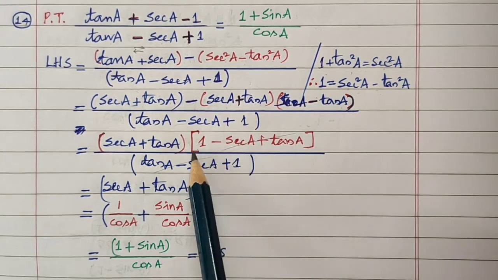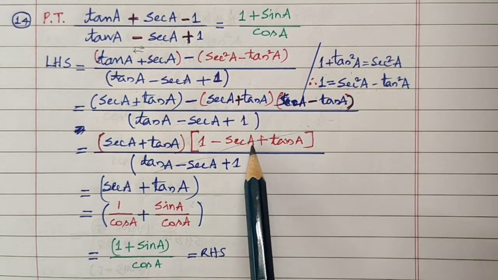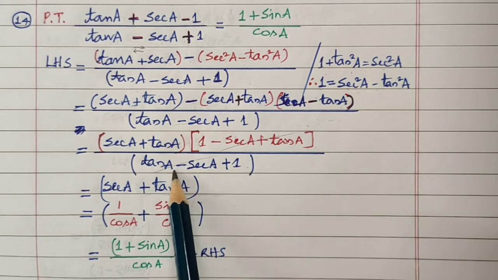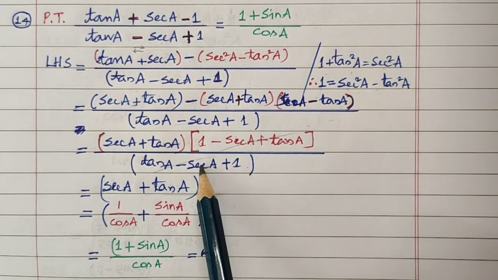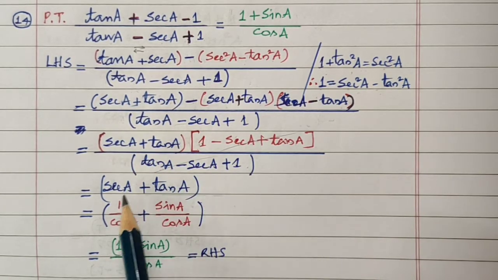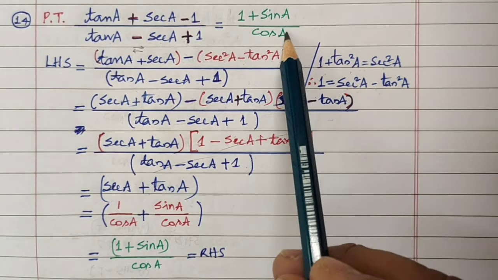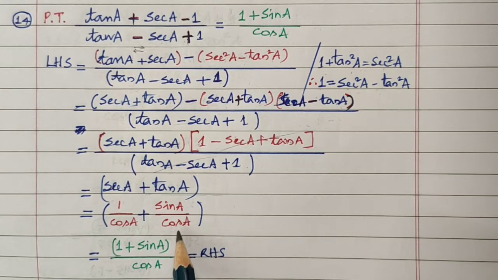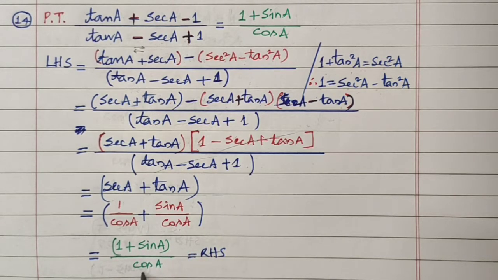So this 1 minus secant A plus tan A, or tan A minus secant A plus 1, and tan A minus secant A plus 1, these two are the same in the numerator and the denominator. These two will get cancelled. We are left with only secant A plus tan A. Because we want sin and cos on the right hand side, change this to sin and cos: 1 by cos A plus sin A divided by cos A, which is equal to tan A. Take cos A as common, LCM. So we have taken the LCM as cos A, then we are left with 1 plus sin A. (1 plus sin A) divided by cos A is RHS.